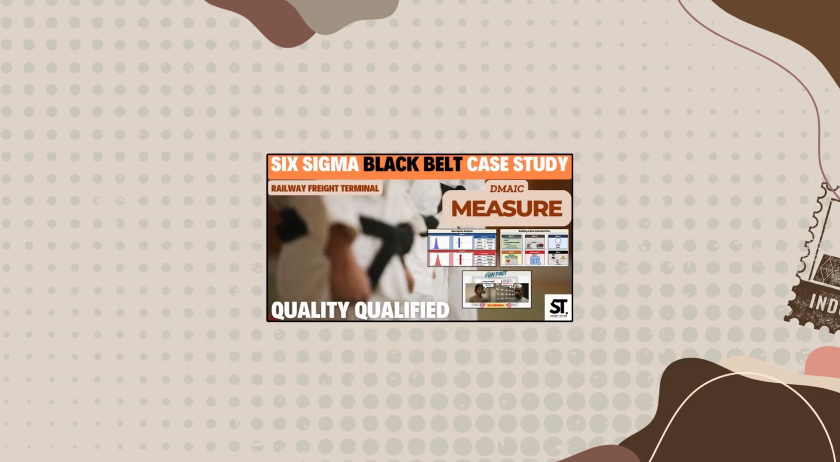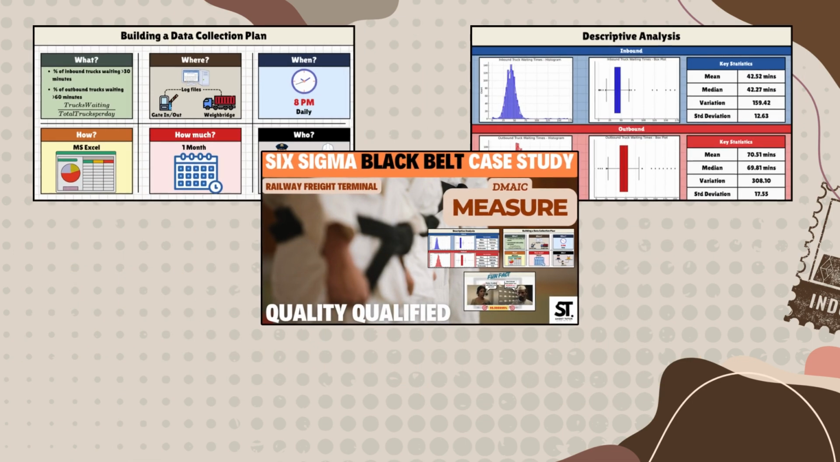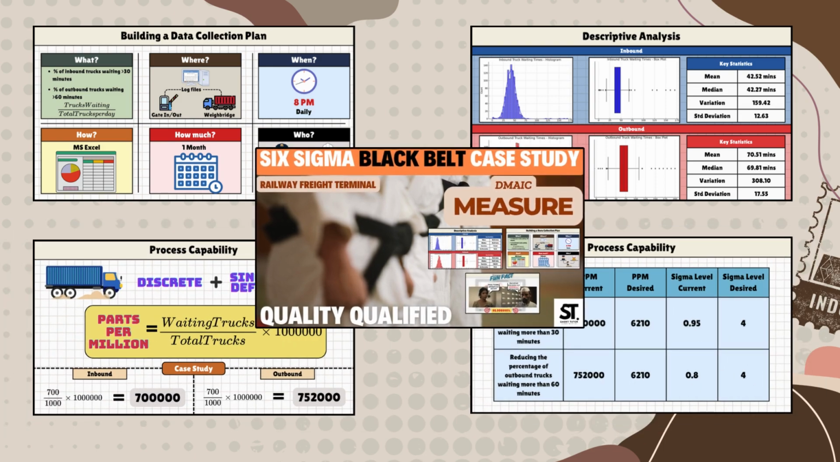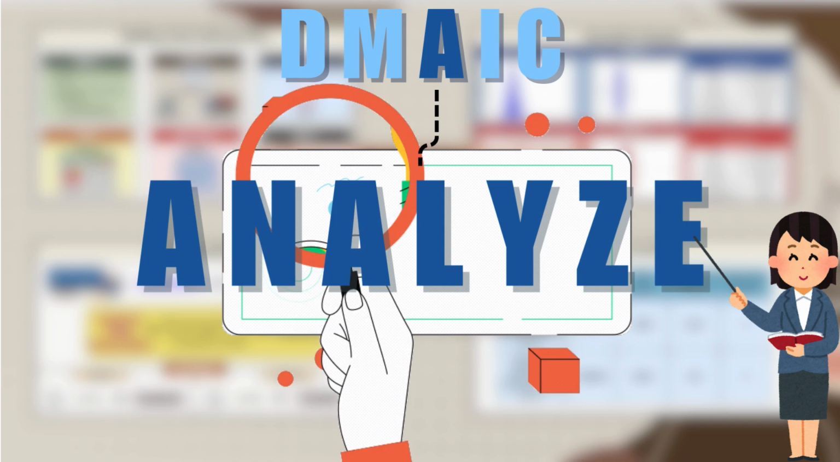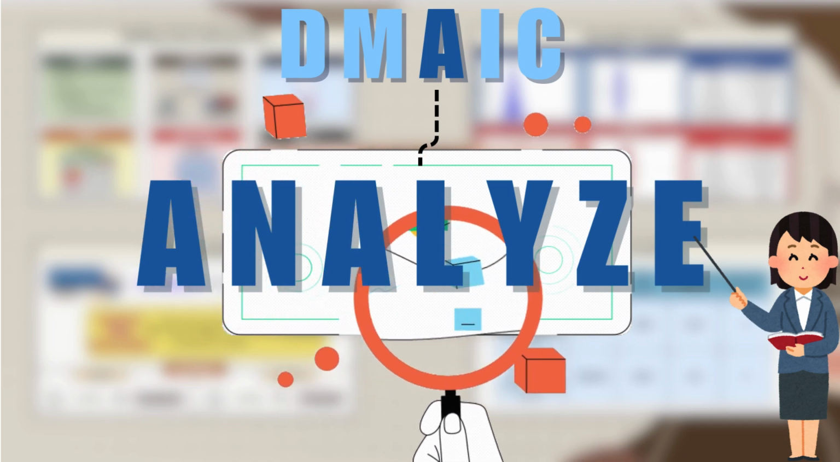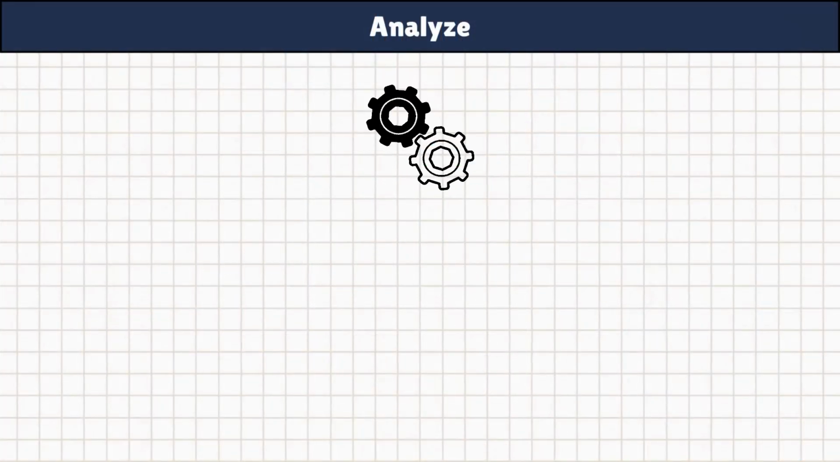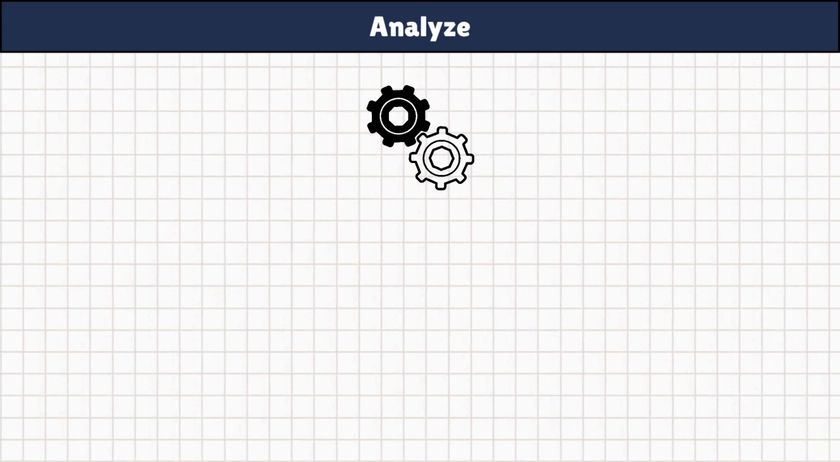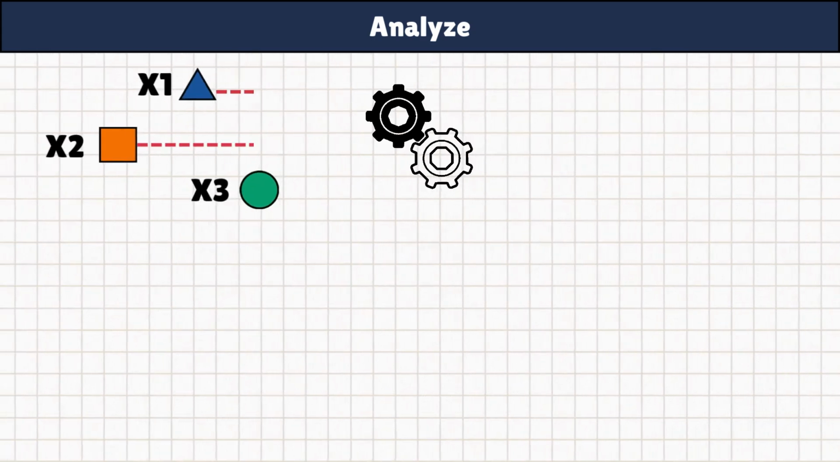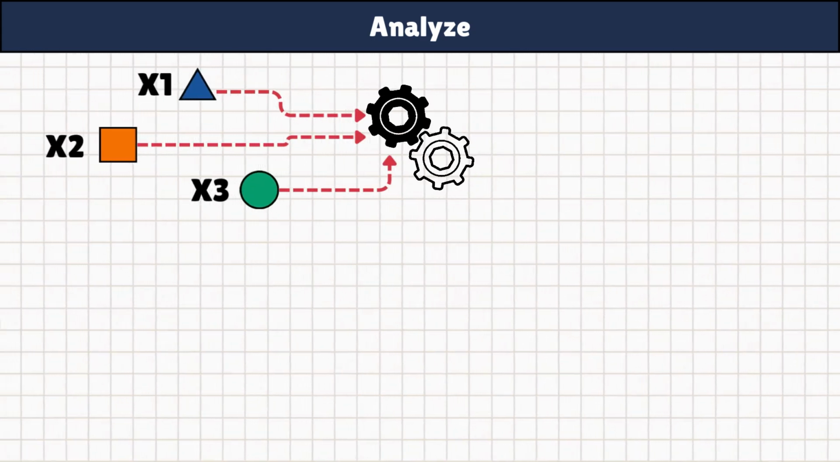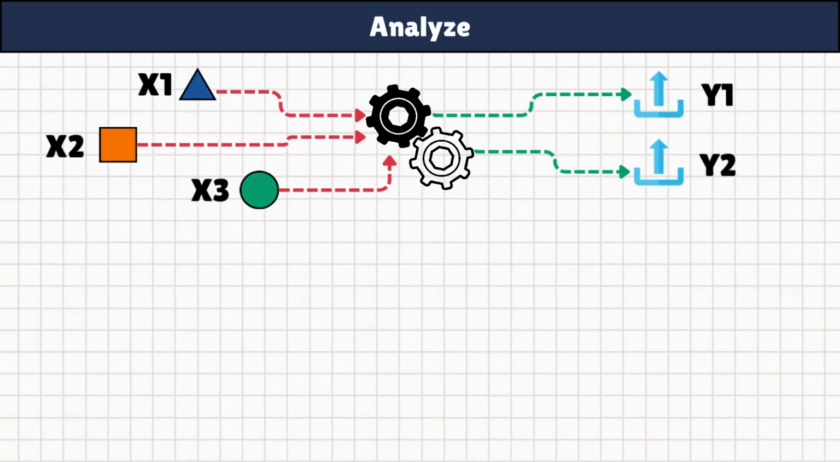In our previous video, we completed the measure phase where we collected and analyzed data to understand the current performance of our process. Now, it's time to move forward to the analyze phase. Our main objective in the analyze phase is to answer one key question. What are the vital few process inputs and variables that significantly impact our CTQ performance or output measures?